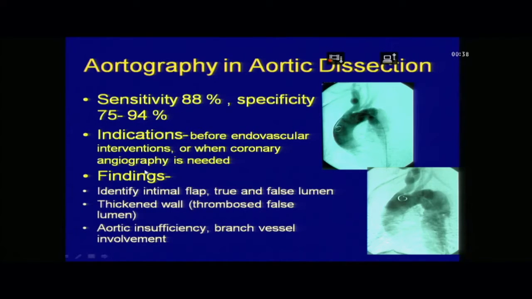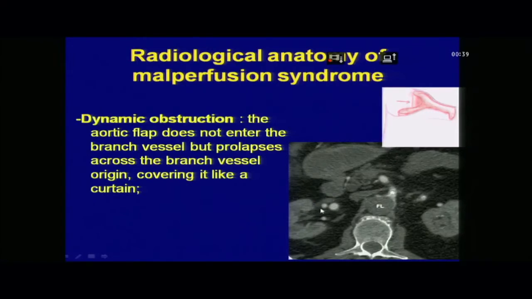And what you will see is an intimal flap. So this is an injection which has been done in the ascending aorta, and you can see this is a true lumen which is filling, chinked out. And you can see this appearance of a thickened wall, which is actually the thrombosed false lumen, which may later on fill in the later phases. So you may see filling of this false lumen in the later phases. And you may also see branch vessel involvement in these cases.